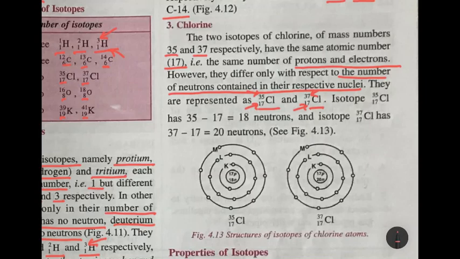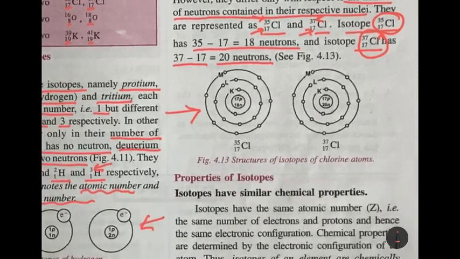For this isotope of chlorine, you subtract: 35 minus 17 gives 18 neutrons, and for this isotope of chlorine, 37 minus 17 gives 20 neutrons. So what are they different in? They are just different in the number of neutrons. This isotope has 2 neutrons more than the other isotope of chlorine. Please draw the structure of the isotopes of chlorine atoms as well for your assignment.